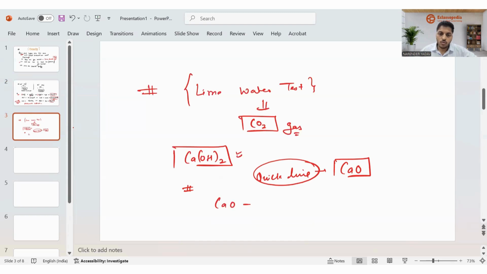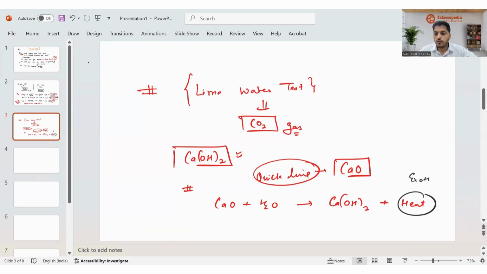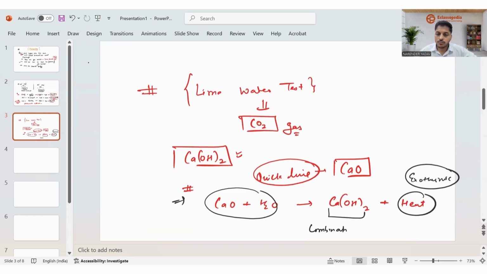So CaO plus H2O will form Ca(OH)2 plus heat. You must know that whenever heat is released on the product side, the reaction is always exothermic, meaning a chemical reaction in which heat is released is always an exothermic reaction. This reaction is also exothermic. Two reactants are forming one single product, so it is a combination reaction.